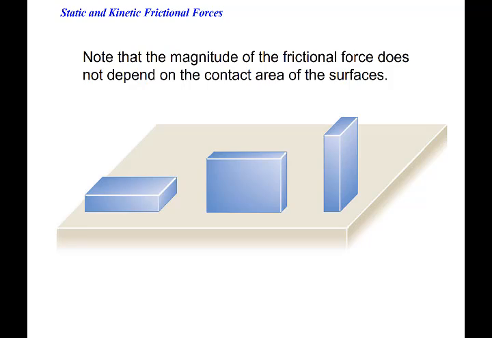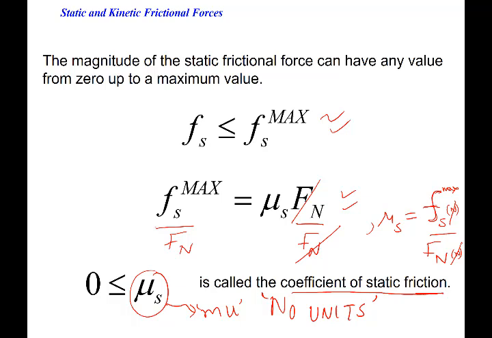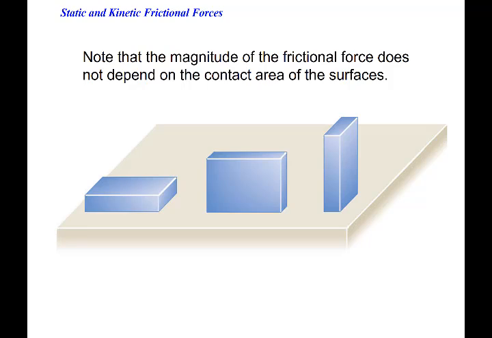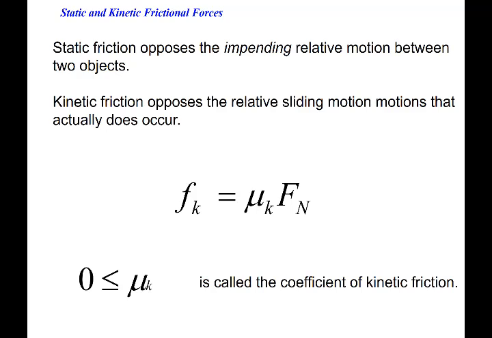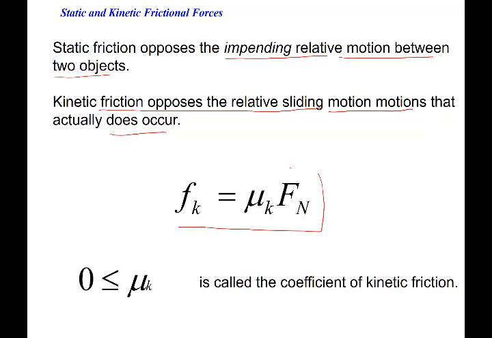Note that the magnitude of the frictional force has no relationship with area. It simply depends on the normal force. All right, so it does not depend on the area of the contact surfaces. Static friction opposes the impending relative motion between two objects. Kinetic friction opposes the relative sliding. So when an object is in motion, it tries to oppose the motion, but the formula is then given by force of kinetic friction is equal to coefficient of kinetic friction multiplied by the normal force.